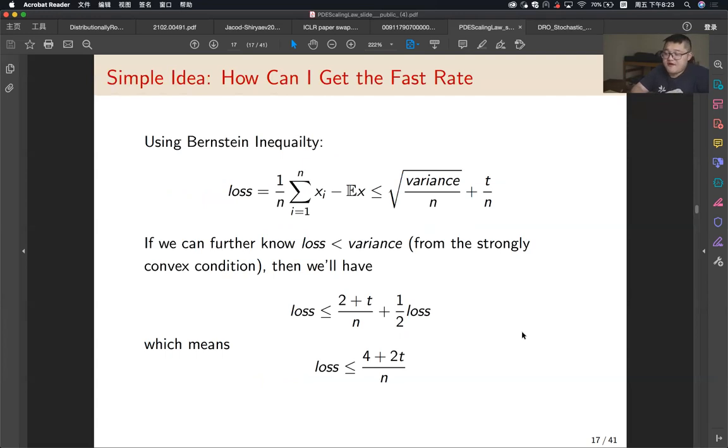To get this bound is actually very simple. The idea here is that I'm using the Bernstein inequality instead of the Chernoff inequality. Because once you use the Bernstein inequality, the constant multiplying the square root of n is your variance. And using the strongly convex condition, you can link your loss with your variance. I think here you should have an inverse sign; it's larger than, not smaller than. So if you have the square root of the variance, then you can plug in your loss as the variance, then you will have this inequality. Then you can have a very fast 1/n bound.